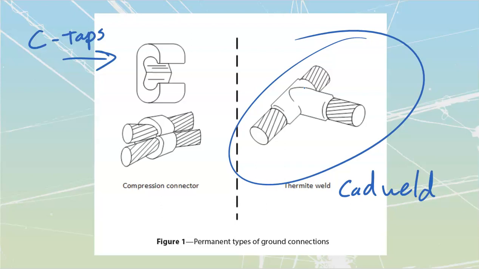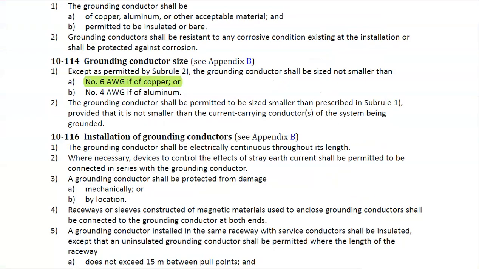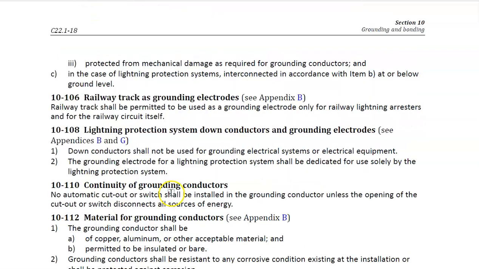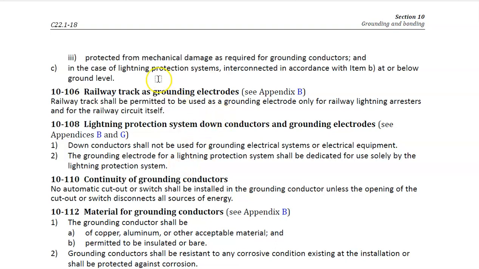Talking about what's inside of the book there, they do talk about connecting together several grounding conductors from separate electrodes. And to give you a rule in there, it's CEC 10-702 in the 2018 code book. It is actually going to be changed to 10-104. We'll just go up to it. And it says, where there are multiple grounding electrodes at a building, they shall be, and this is an important part over here, separated by at least 2 meters from each other, and then interconnected with a conductor. So we have to keep them separated, but we do have to interconnect them. And in the case of a lightning protection system, interconnected in accordance with item B at or below ground level. So it has to be a buried conductor.